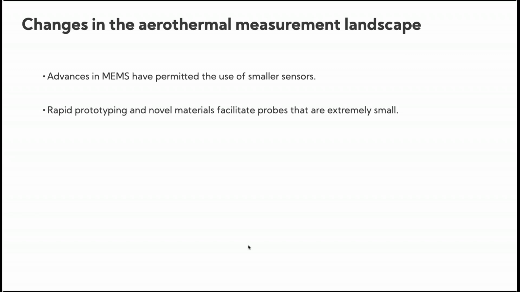Point number 2 pertains to rapid prototyping and novel materials. So this permits us to design probes that are extremely small. So for instance, when we started looking at modern Kiel probes for temperature measurements or indeed pressure measurements, these now have a diameter of less than 1 millimeter, which is incredible. And what this permits is extremely non-invasive measurements within the flow field.